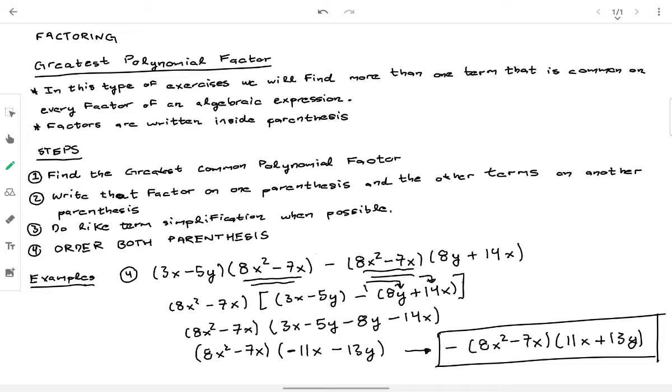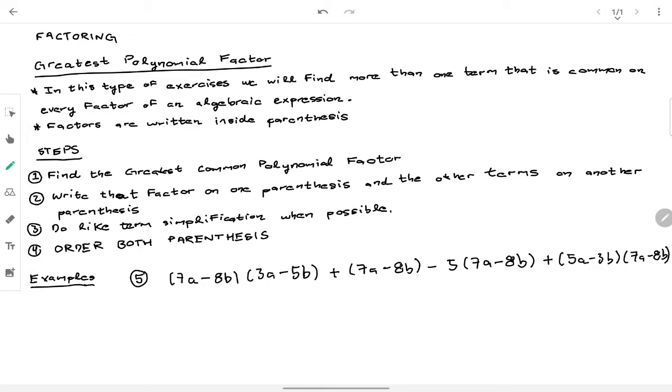I will do another example. So in the next one, it's going to be something like this. In this case, we have also a one that is common on every term, that is 7a minus 8b. I'm sorry. So that will be on the first parenthesis. I will put a bracket because we will have parentheses. So I need to put those that are not common. So it's going to be 3a minus 5b. Then in this case, it's like having a 1 that multiplies 7a minus 8b.